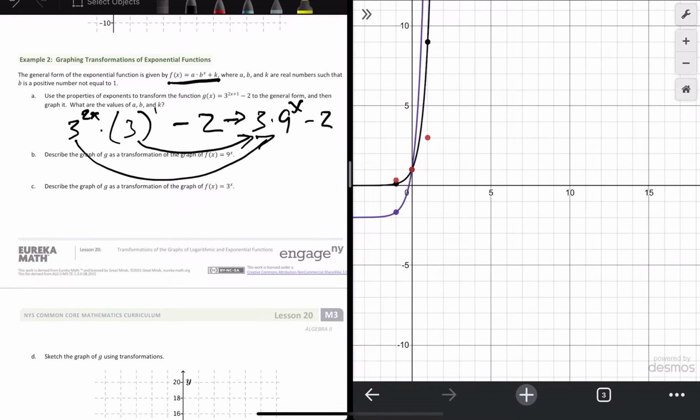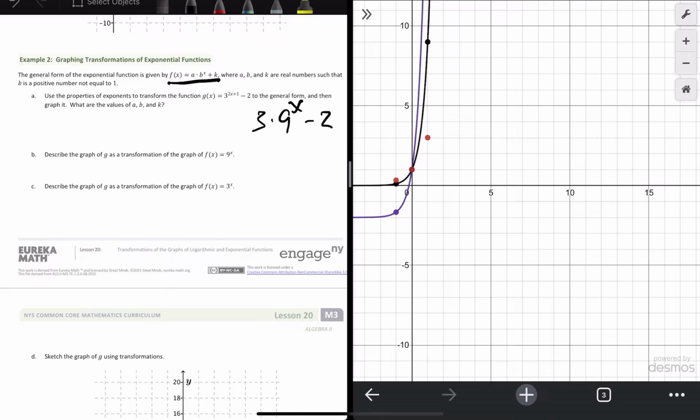Now we have it in this form right here. Okay, so now that we have it in that form, let's now list all of our points. So A is equal to 3, B is equal to 9, and K is equal to a negative 2. There's our values.